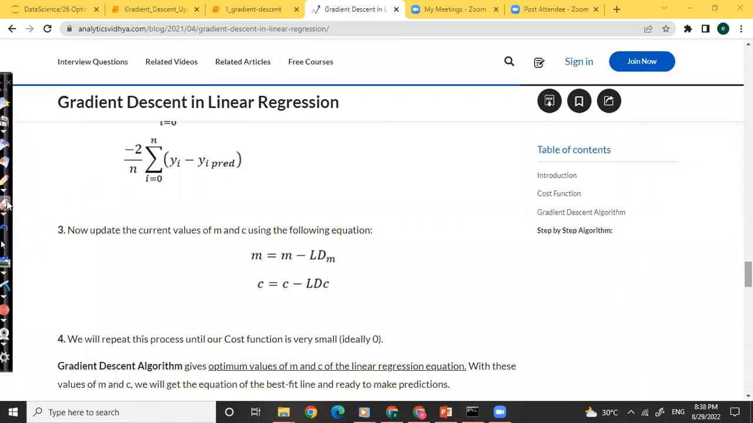As I said earlier, now update the current values of M and C. This one is weight 1, weight 0. In this diagram, this is the first M, and it predicts the next M here with the learning rate times the derivative of the loss function with respect to M, minus the previous M. If there is no loss, M0 and M1 are both the same. At that time it will stop.